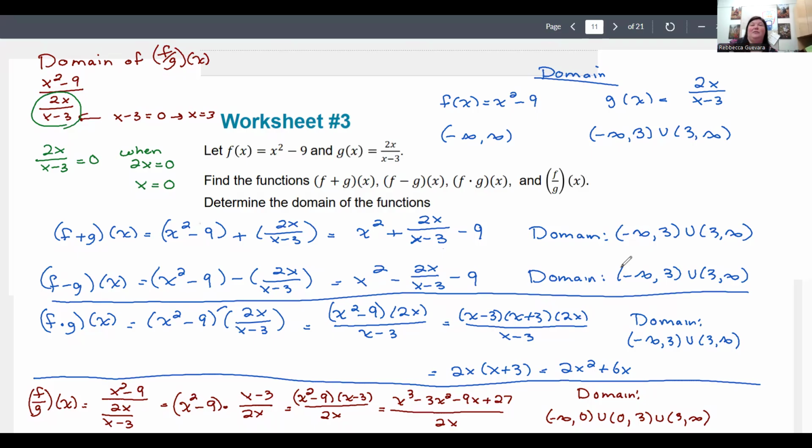Domain is from negative infinity to 0, from 0 to 3, and 3 to infinity. So we're excluding 0 and 3. Because if it's 3, then we have a denominator of 0 here. So then we have 2x over 0, which is undefined. If x is 0, then we have 2 times 0 over 3, which is also 0. So we have a denominator of 0 again, which is undefined.